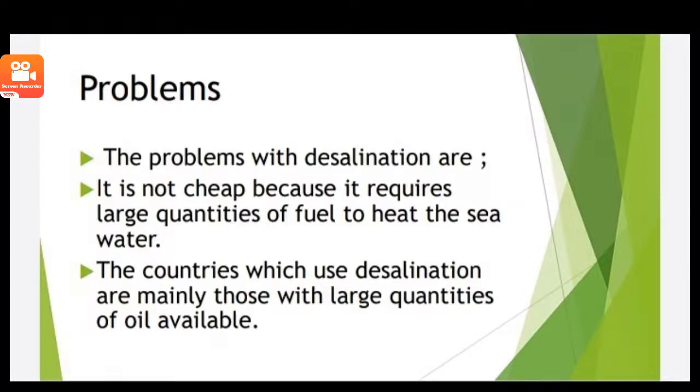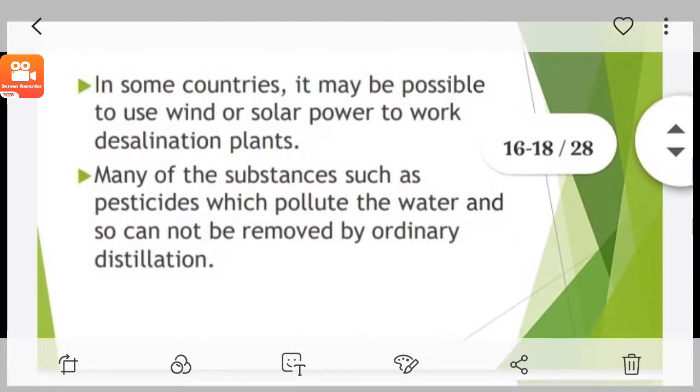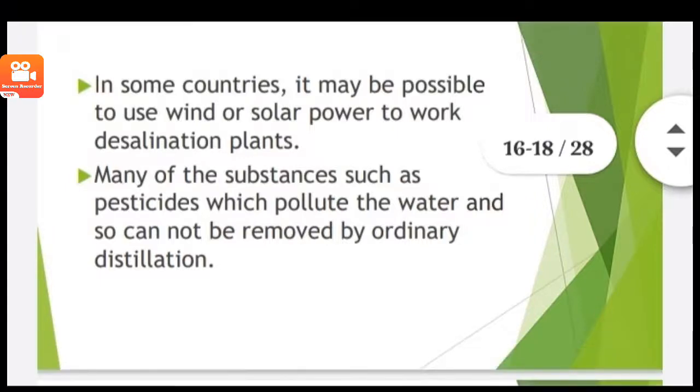There are some problems associated with the desalination process. The problems with desalination are, it is not cheap because it requires large quantities of fuel to heat the seawater. The countries which use desalination are mainly those with large quantities of oil available and large reservoirs of oil. In some countries, it may be possible to use wind or solar power to run desalination plants.